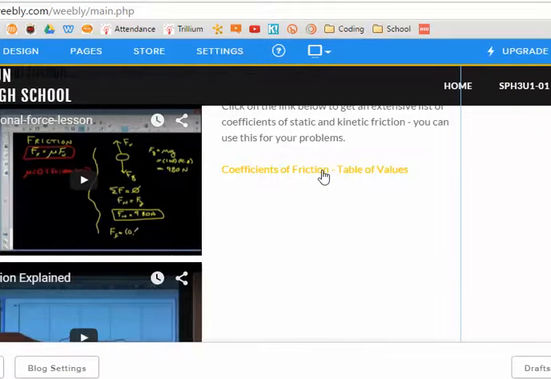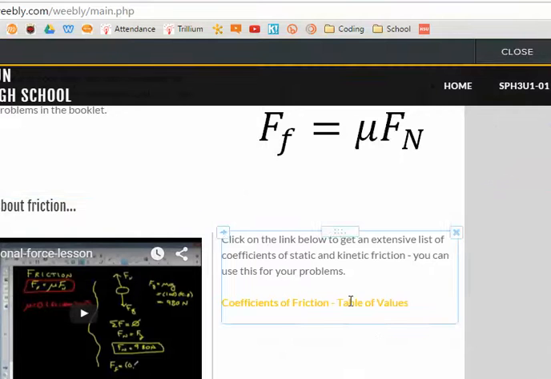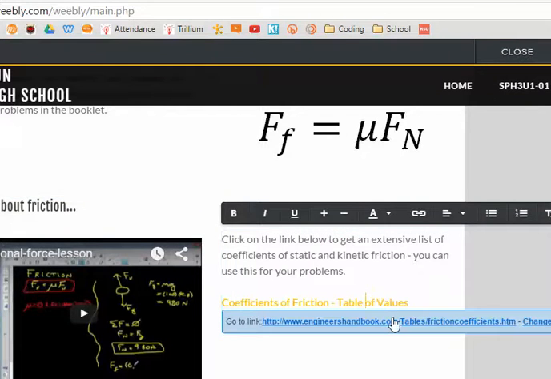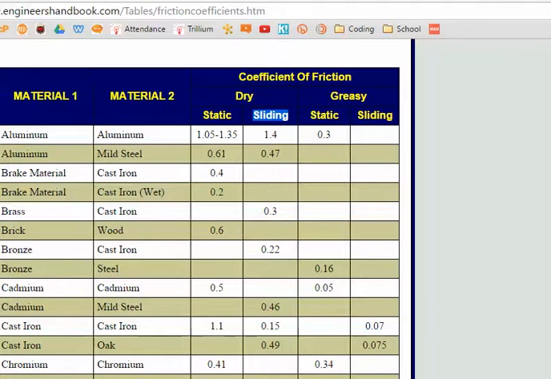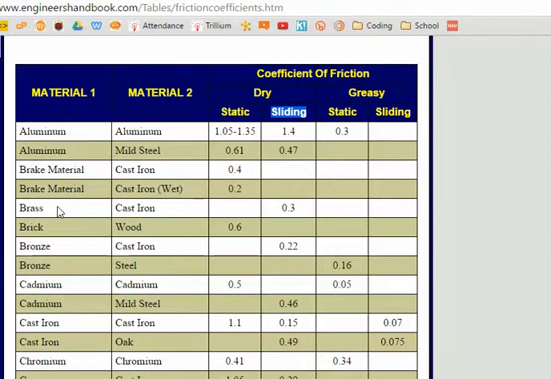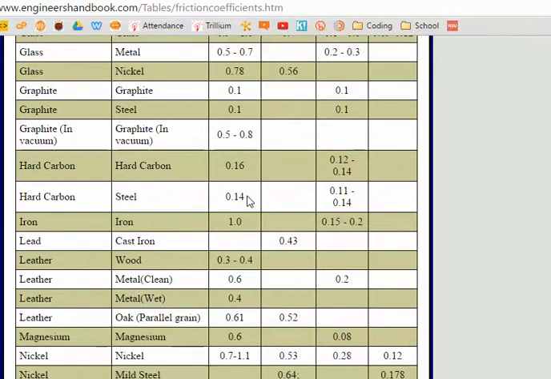One of these tables actually looks like this here. I'll click on this. Okay, and I just have to get to this link here, and you'll see here static versus sliding. Sliding is kinetic. So for instance, if you want to look at a couple of materials, you might look at something like this: brass on cast iron. So if material 1 is brass and material 2 is cast iron, it has a sliding of 0.3. Now of course there is no static, and that's because someone just hasn't calculated it yet or figured it out. Usually these are done via experiments.